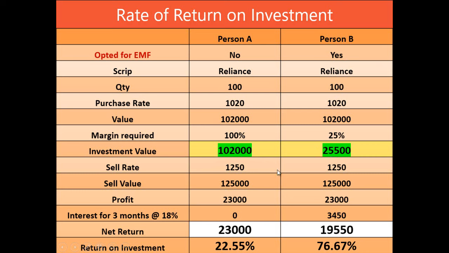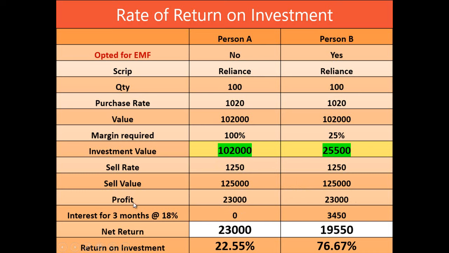Similarly, as we go forward, say I bought this and I'm selling it now at 1,250. Here the same value, 1,250. My selling value would be 1,25,000. Here again 1,25,000. So I'm making a profit of 23,000 when I'm not using EMF, that is 1,25,000 minus 1,02,000. Similarly, here also I would be making 23,000.